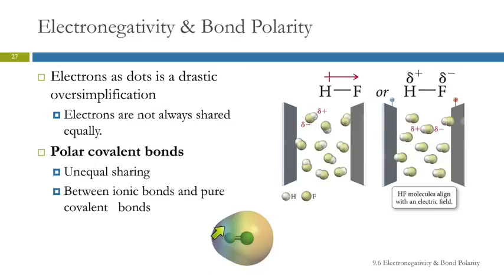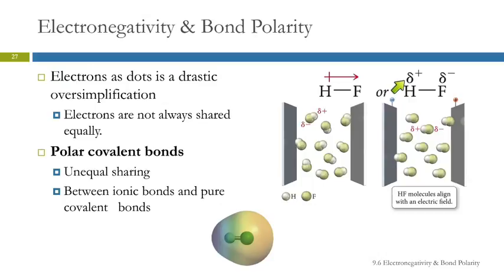What happens then is we have more electron density around the fluorine than around the hydrogen. And so that ends up giving the hydrogen a partial positive charge and the fluorine a partial negative charge. It's not a transfer of the electron. That would give us ions. It's just an unequal sharing.